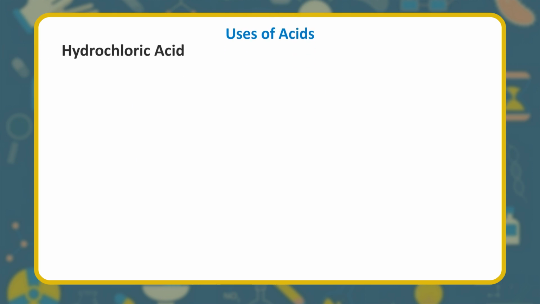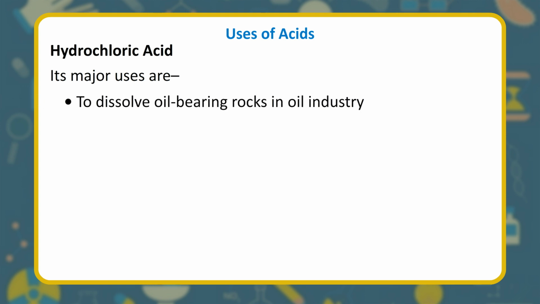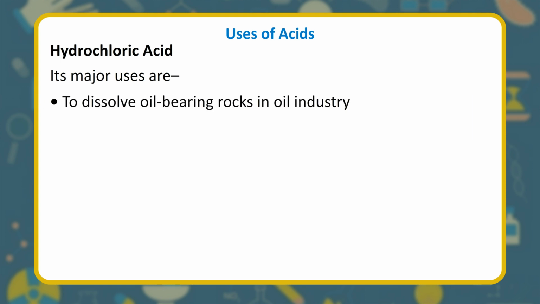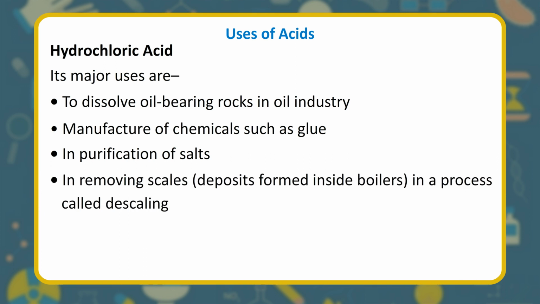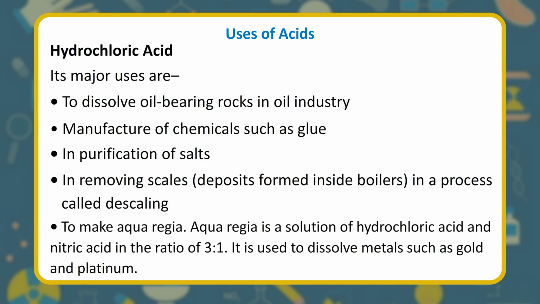Uses of acids. Hydrochloric acid. Its major uses are to dissolve oil-bearing rocks in the oil industry, manufacture of chemicals such as glue, in purification of salts, in removing scales and deposits formed inside boilers, in a process called descaling, and to make aqua regia. Aqua regia is a solution of hydrochloric acid and nitric acid in the ratio of 3:1. It is used to dissolve metals such as gold and platinum.